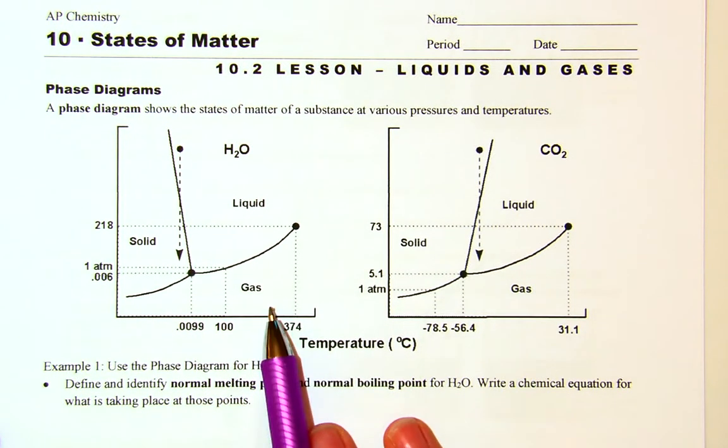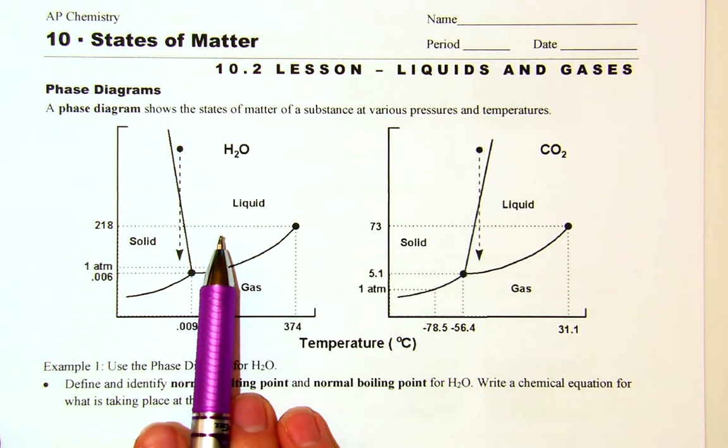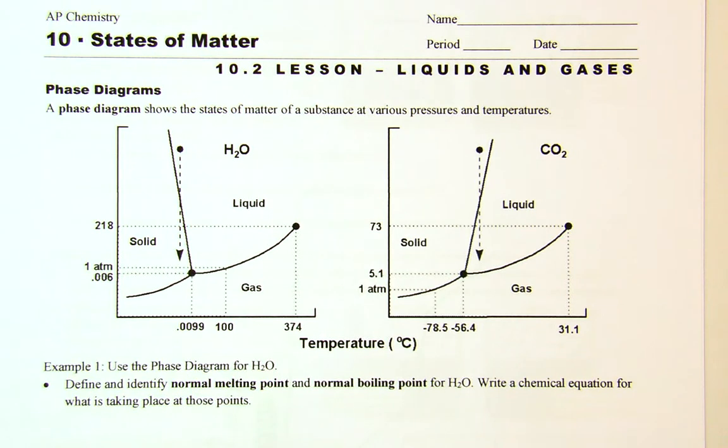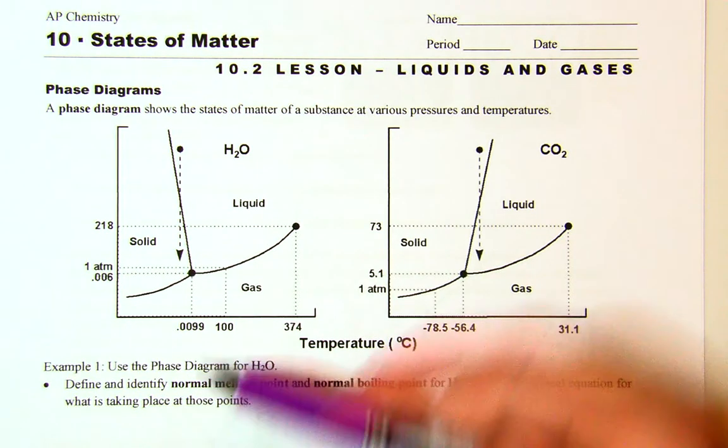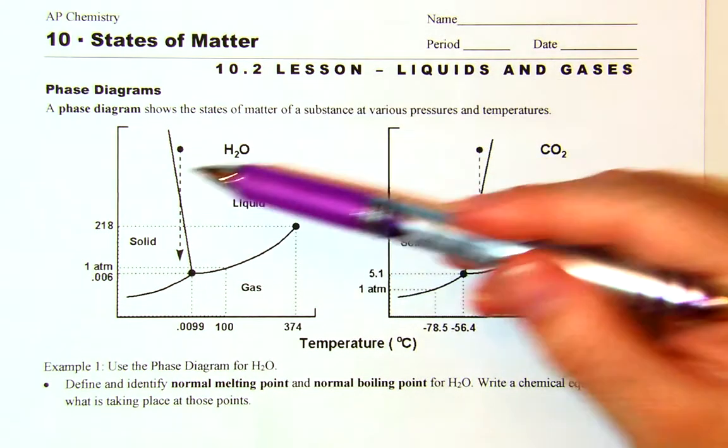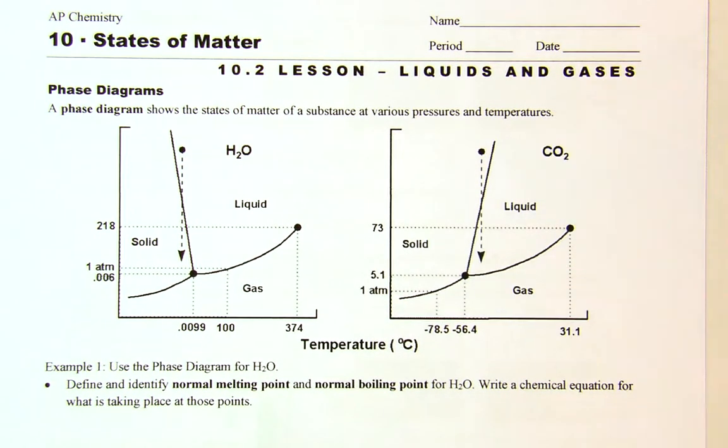On the very top you'll see two different phase diagrams, one for H2O, which is water, and CO2 over here on the right. Now immediately you'll notice a couple of differences in these graphs, the main one being that this slope is negative for water and the slope is positive for CO2. And we're going to explore the reasons for that. But first let's label some important points.